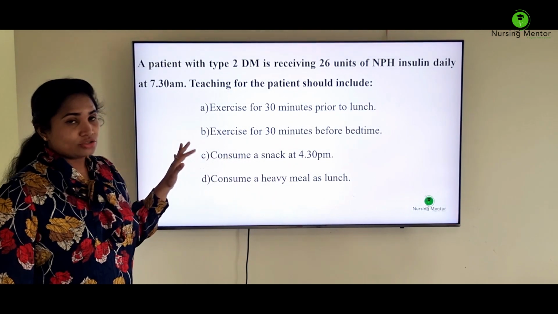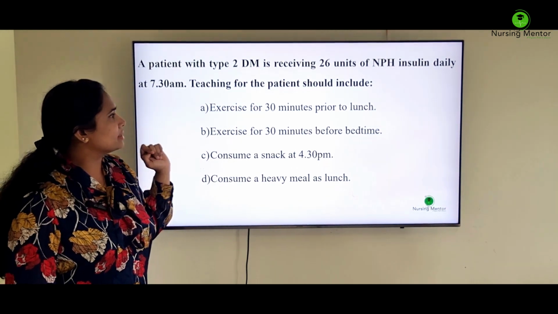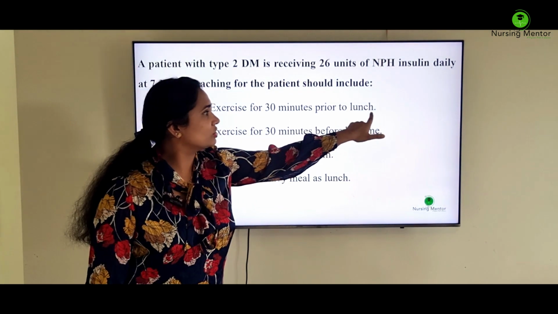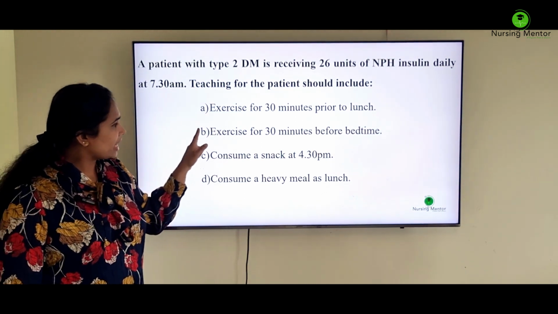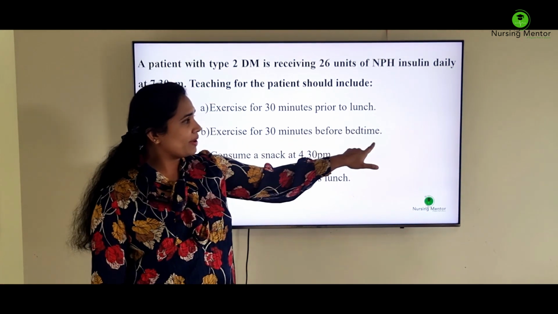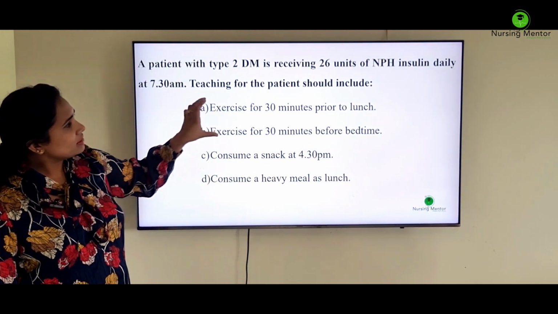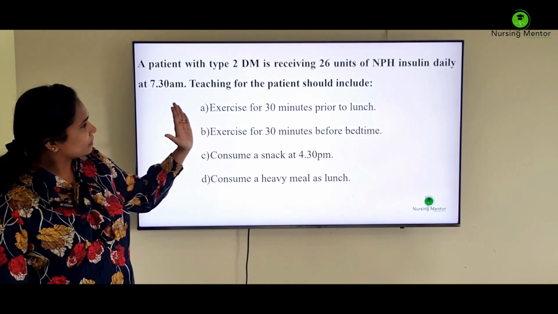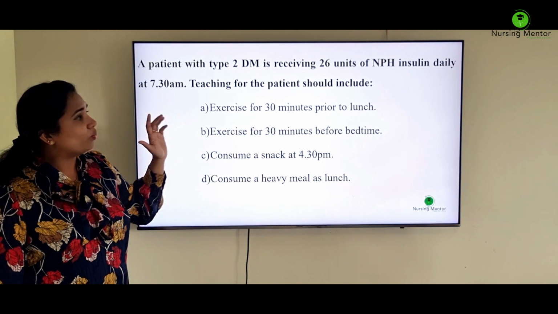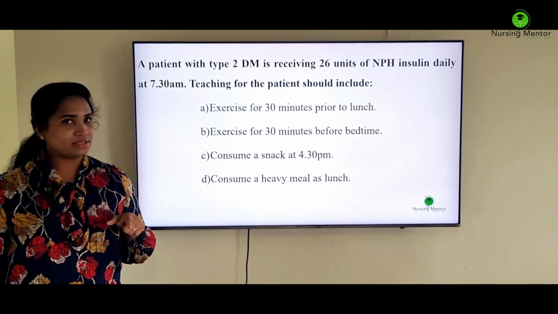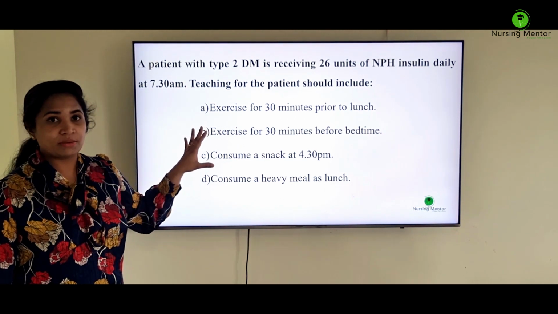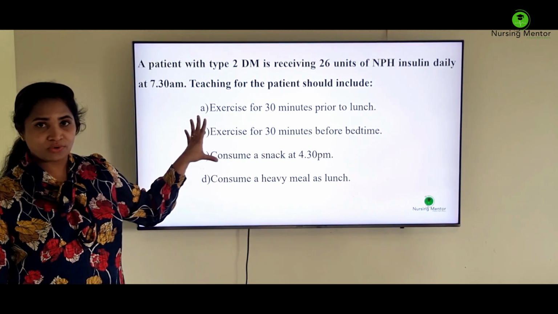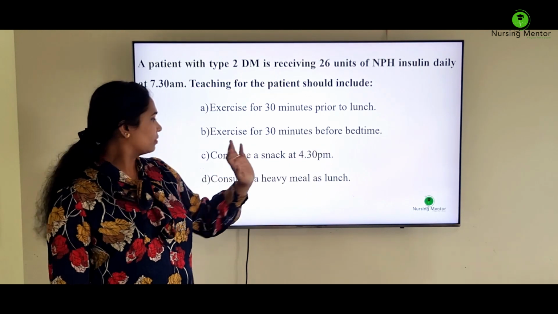Now let's go into the options. The first option is exercise for 30 minutes prior to lunch. And option number 2 is exercise for 30 minutes before bedtime. These two options will increase the chance for hypoglycemia. So we shouldn't be teaching the patient to exercise before lunch or before bedtime.